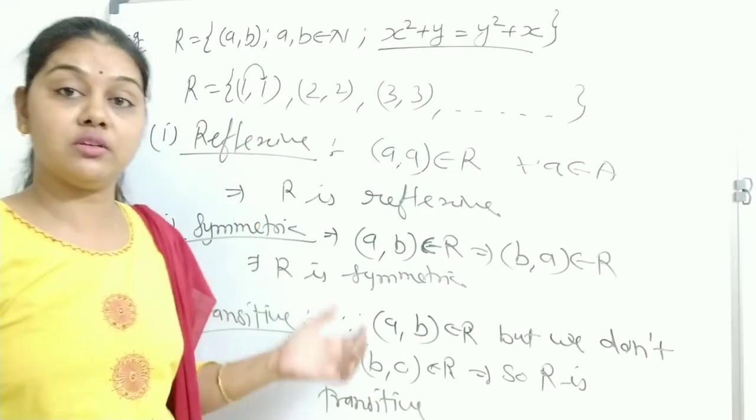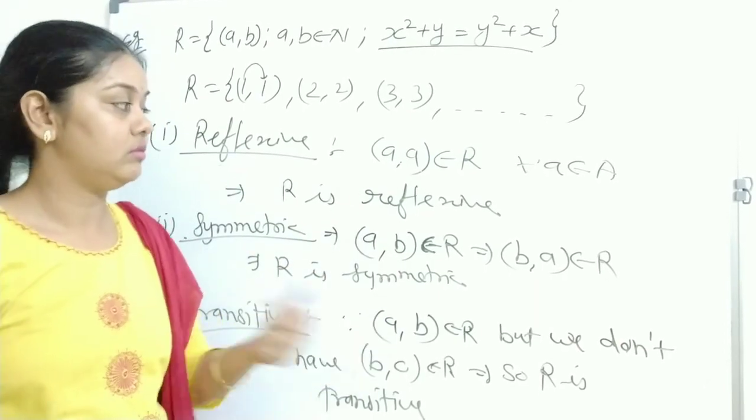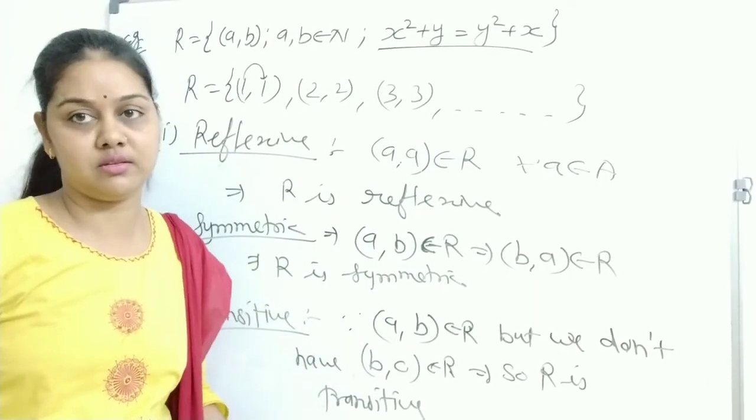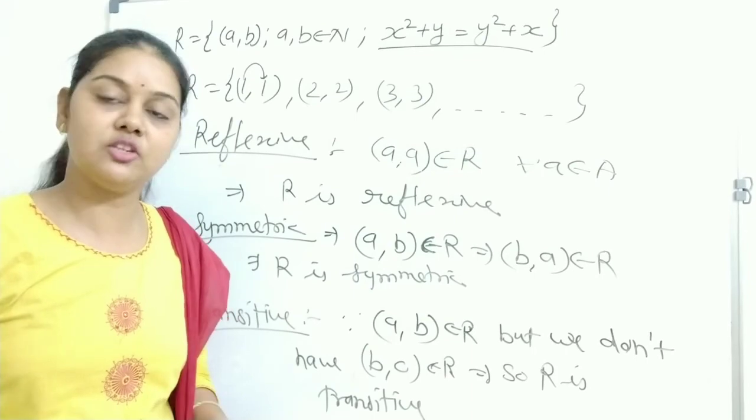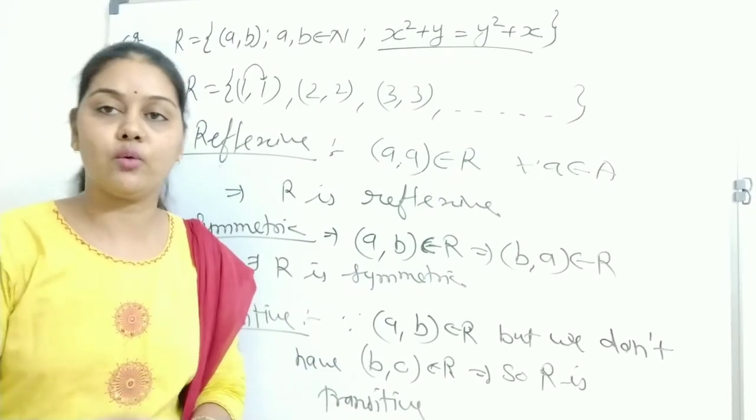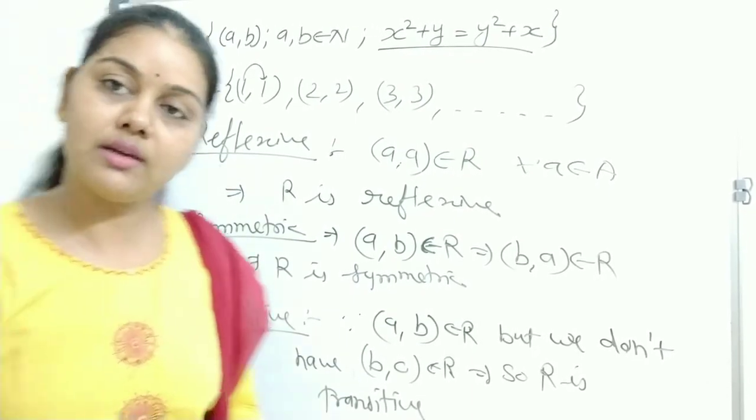So this relation R is reflexive, symmetric and transitive, satisfying all these three conditions, so it is an equivalence relation. I think this class is sufficient for today.